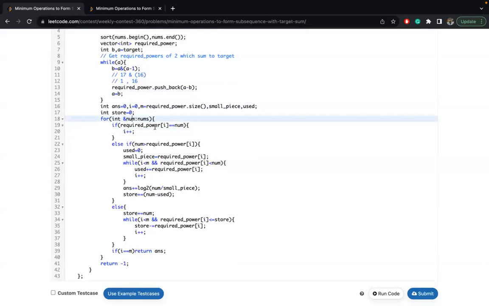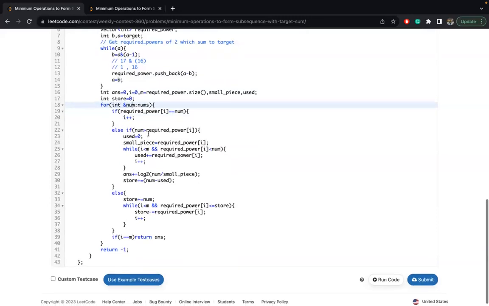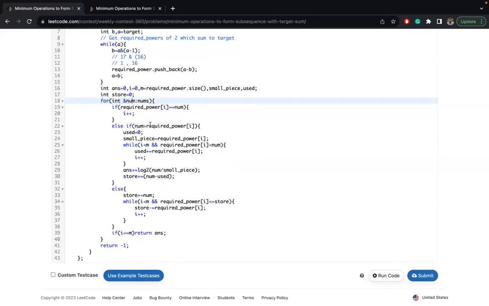Okay, so here if it is equal, then obviously you are going to the next required power, and if num is greater than required power, in that case you will do operations. Why? Because if you have num as 32 and required power as 16, to make 16 you are splitting 32 into two, 16 and 16, and for that you are finding out the number of operations that you need to do.